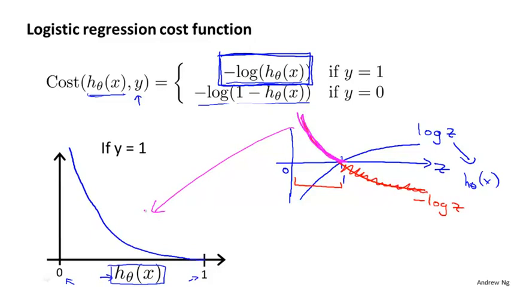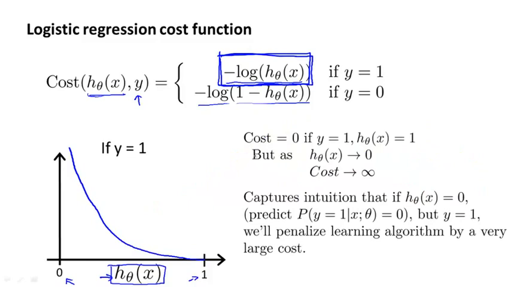Now, this cost function has a few interesting and desirable properties. First, notice that if h of x equals 1, if the hypothesis predicts that y is equal to 1, and if indeed y is equal to 1, then the cost is equal to 0. That corresponds to this point down here, right? If h of x is equal to 1, and we're only considering the case that y equals 1 here, then the cost is down here, equal to 0.